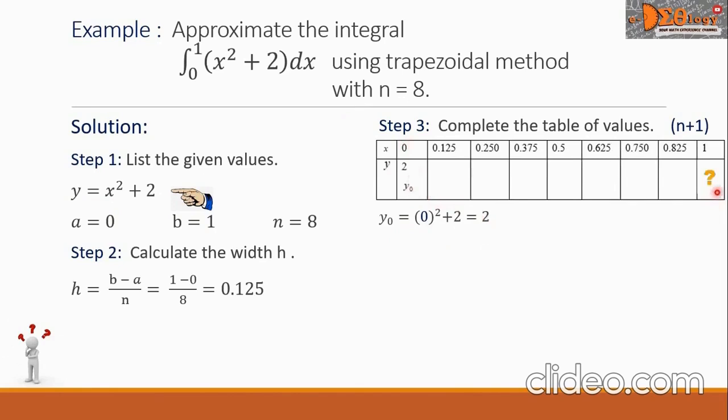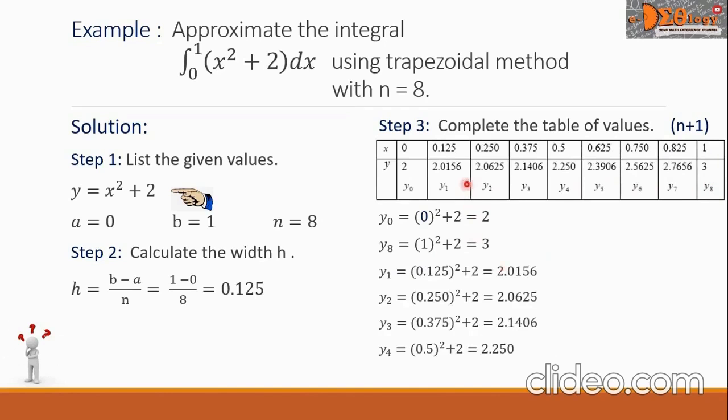Let us get the value of y on the last box here. So that will be y sub 8. And this is equal to, the value of x is 1, so we have 1 squared plus 2. This is equal to 3. And we copy it in here. That is the y sub 8. Now, we're going to fill the remaining values of y using this pattern. So it becomes like this.